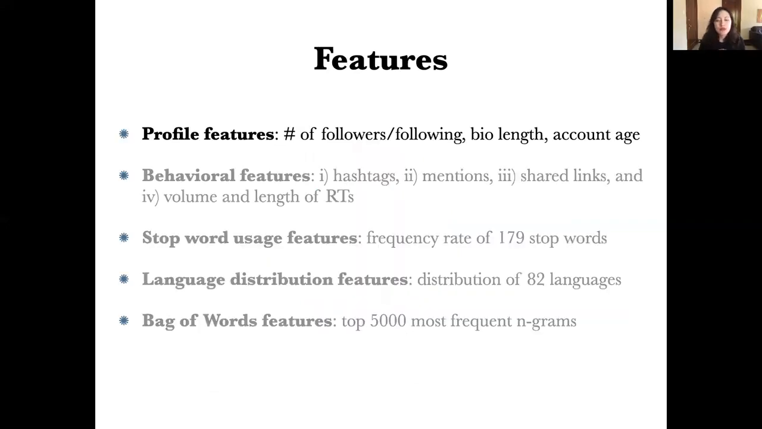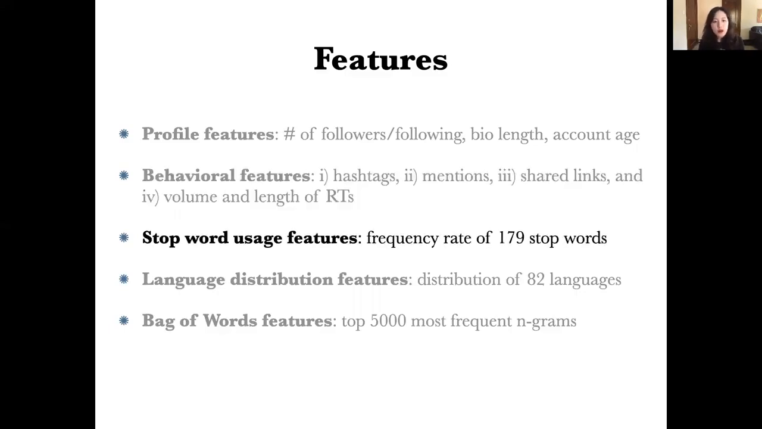Now I'm going to talk about the features which we use to build machine learning classifiers. While I recommend checking out our paper to see the details, I'm going to briefly explain what each group of features means. First is the profile features. Much literature has shown that people manage their online identities through features within the profile. So we thought it's important to include features like number of followers, number of following, bio length, and account age. Next is the behavioral features. This group represents features that are related to the usage of hashtags, mentions, shared links, and volume and length of retweets.